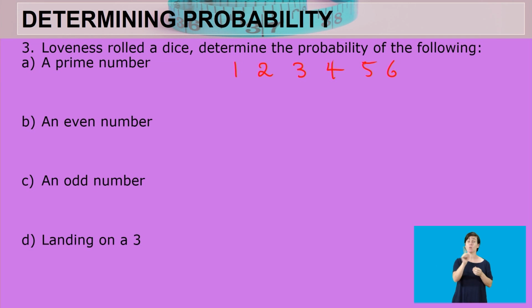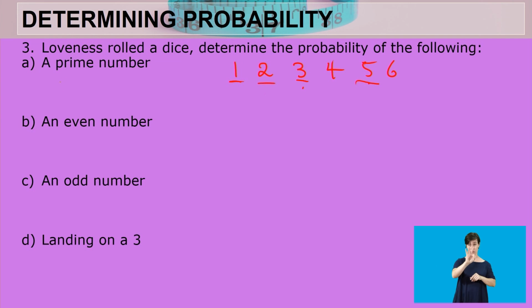What is a prime number? A prime number is a number that has only 2 factors, which are 1 and itself. So how many prime numbers do we have there? 2 can be divisible by 1 and itself, 3 can be divisible by 1 and itself, and 5 can be divisible by 1 and itself. So we've got 1, 2, 3, 4.